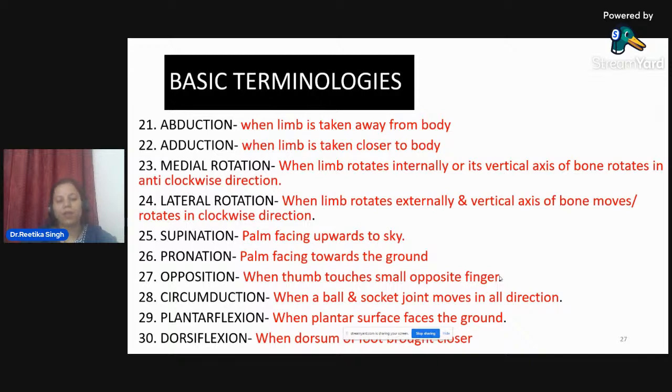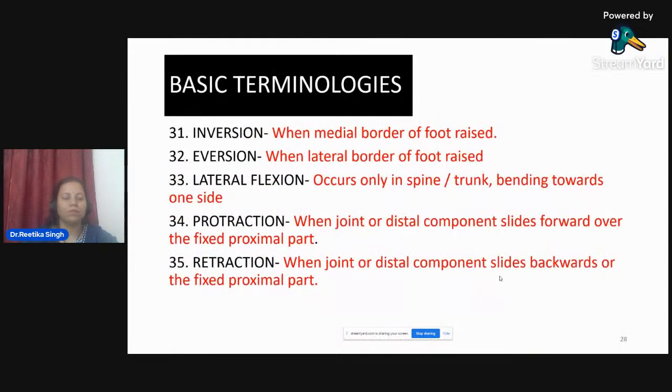Plantar flexion, when the plantar surface faces the ground. When your foot faces the ground, then it is known as plantar flexion. Dorsiflexion, when the dorsum of the foot. Then inversion, when the medial border of the foot is raised, and eversion, when the lateral border or your little finger side border is raised, it is known as eversion.